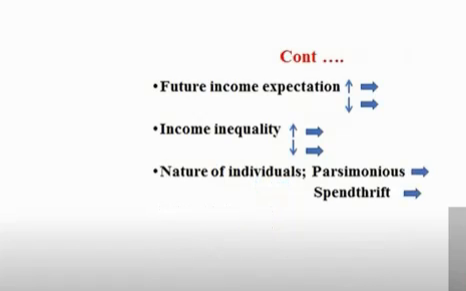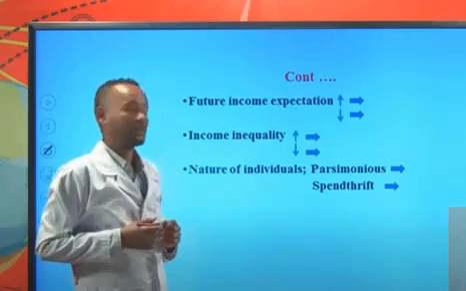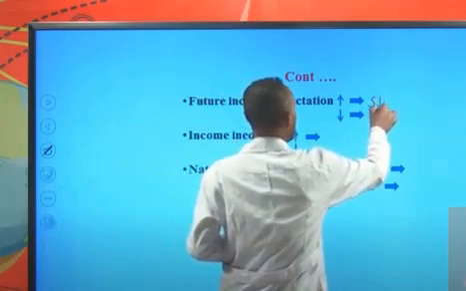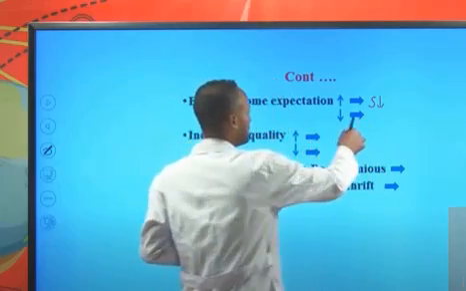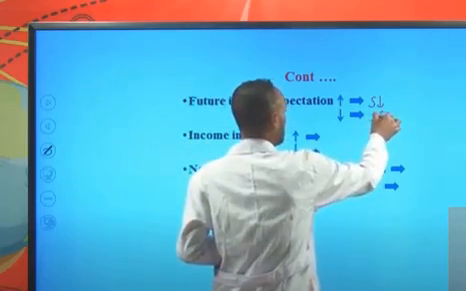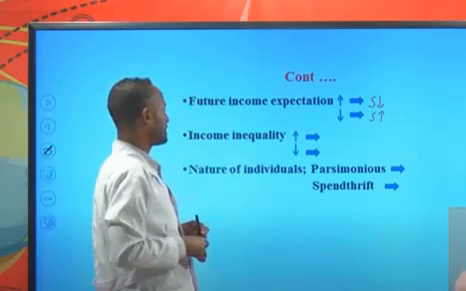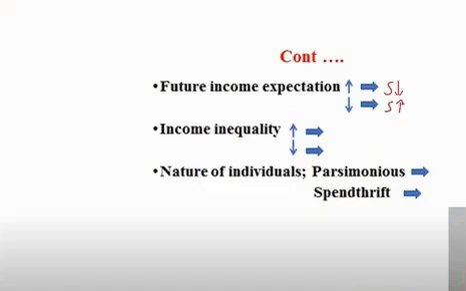Another determinant is future income expectation. If you expect higher income in the near future, your consumption will increase and your saving will decline. And with a fall in future income expectation, the level of saving of the household will increase. Income inequality is another determinant. With higher income inequality, total consumption spending or aggregate consumption will decline, and this decline in aggregate consumption will increase saving. And with a fall in income inequality, saving of households will decline.